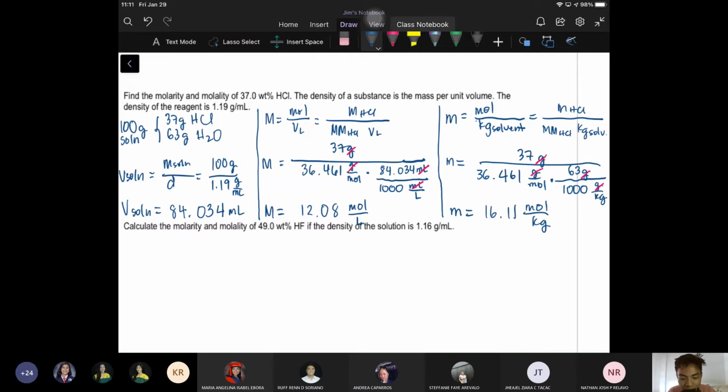Okay? So, with that, I want you to answer item number 4. I want you to calculate molarity and molality of 49% weight HF, hydrofluoric acid, and if the density of the solution is 1.16 grams per ml. So basically, kung ano yung ginawa natin dito, ganun din gagawin niya sa baba. Okay? So I want you to work on this. I will give you 5 minutes to accomplish that. So I'll be back around 11:17 a.m.